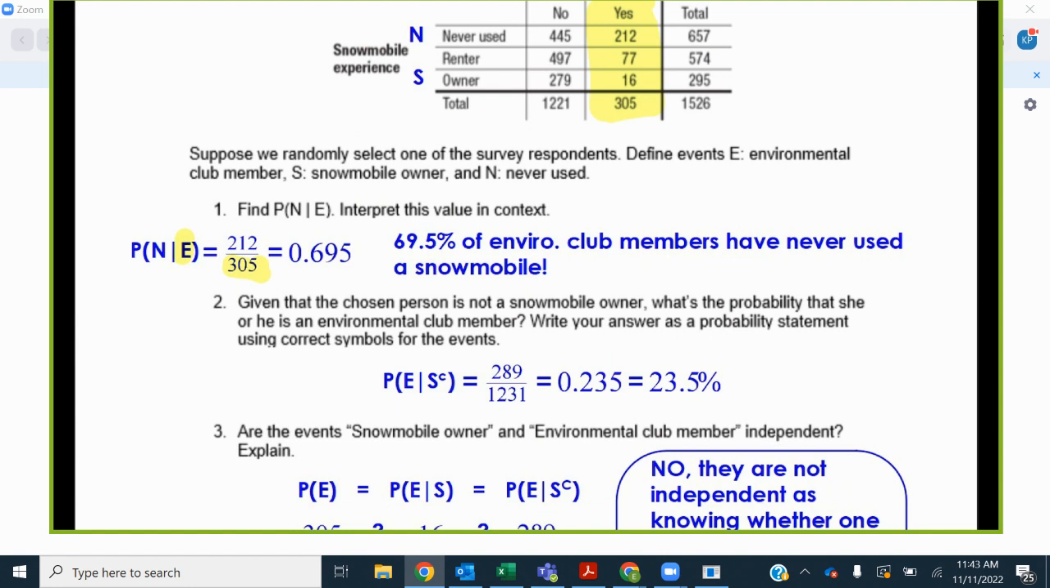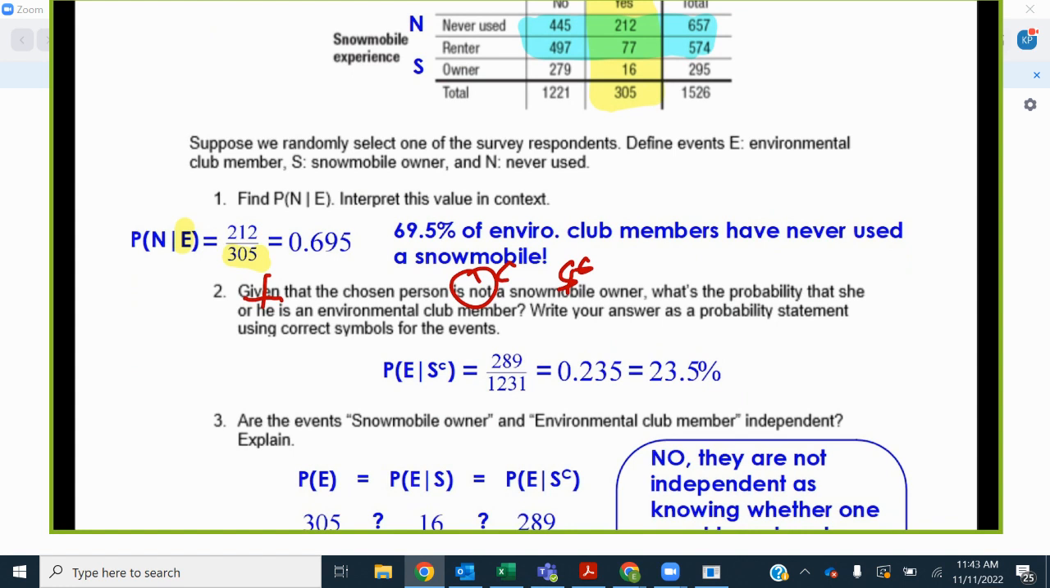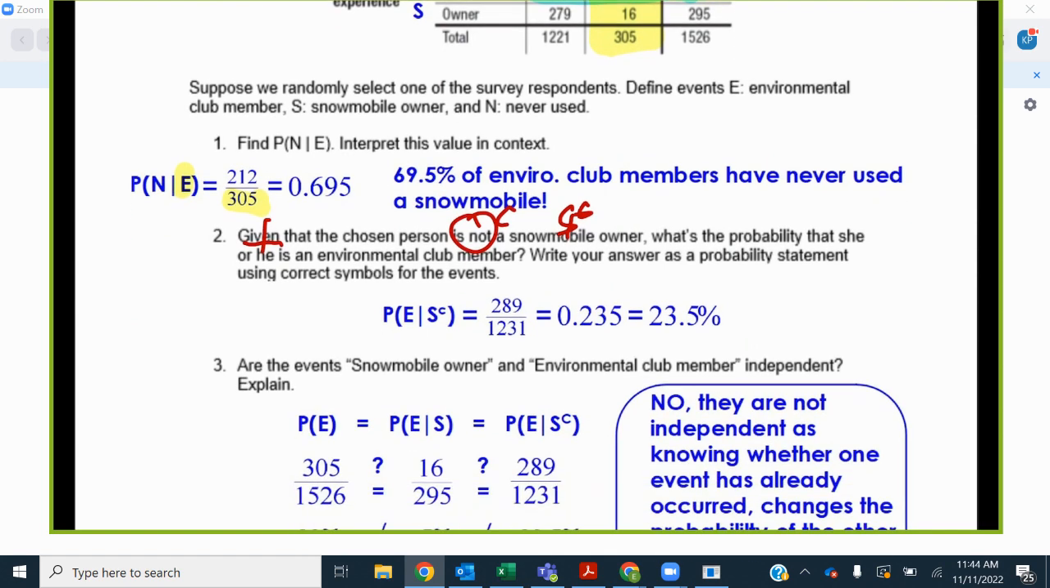Number 2, it says, given that the person is not a snowmobile owner, so we have that vertical line, whatever comes after the word given, so snowmobile owner, and then not, it means we use the C. So not a snowmobile owner would be everyone but the owner, so we would look at only renters and never used, and then add those together and you get 1231, and then the numerator would be 289, 212 and 77 added together.